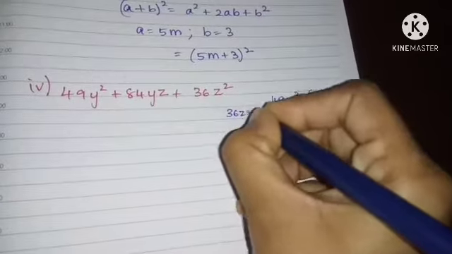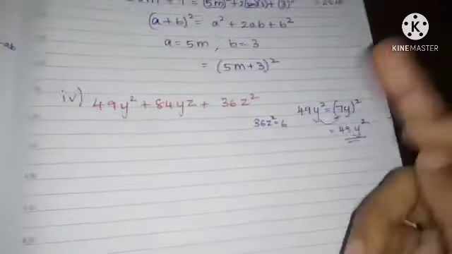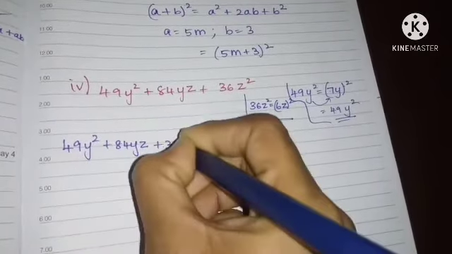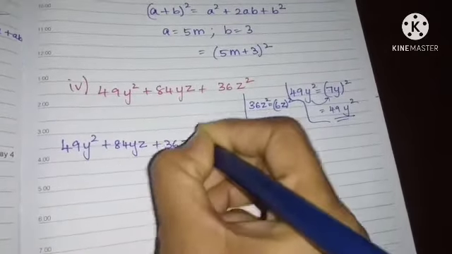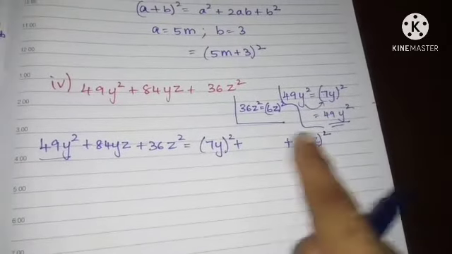So when I want to write 49y square, it means (7y) the whole square. Now 36z square, how will you write? 36, how will you write? 6 6s are 36. 6 square is 36. So (6z) the whole square. Okay, so we have separated them both. Now I am going to write 49y square plus 84yz plus 36z square is equal to, 49y square, how will you write, children? (7y) the whole square plus, both are plus. So you will use the (a plus b) the whole square formula. Here (6z) the whole square. This is a, this is b.